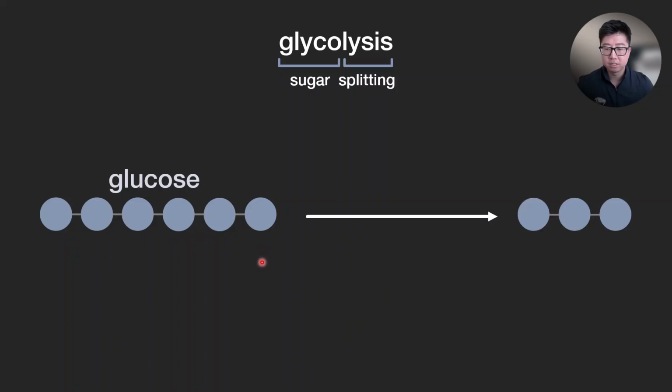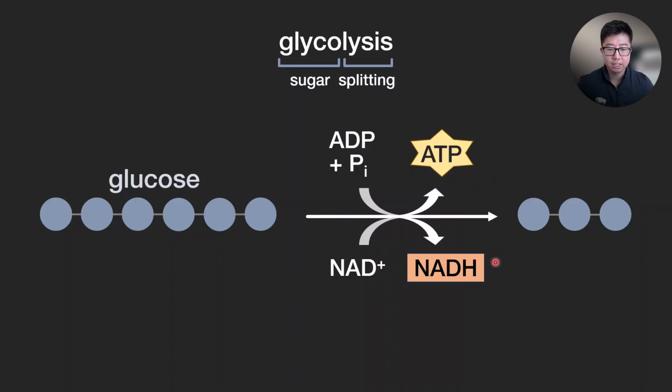And as this happens, the cell is able to capture some of the energy stored in glucose in a couple of useful forms. So first, glycolysis produces a little bit of ATP, which the cell can use right away for energy. It also produces electron carrier molecules called NADH, which can store energy for the later stages of cellular respiration. And ultimately, the glucose molecule gets broken down into two 3-carbon molecules called pyruvate. And these pyruvate molecules then move on to the next stage of cellular respiration, where they can be further metabolized and processed to release even more energy.